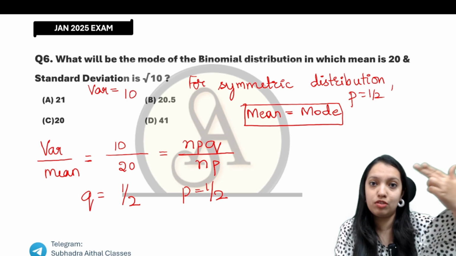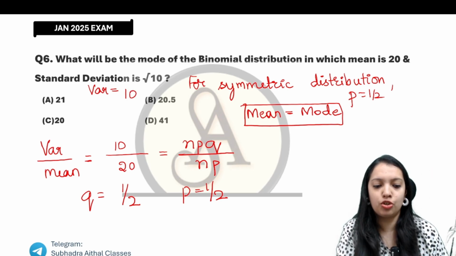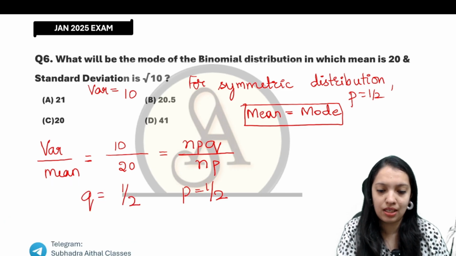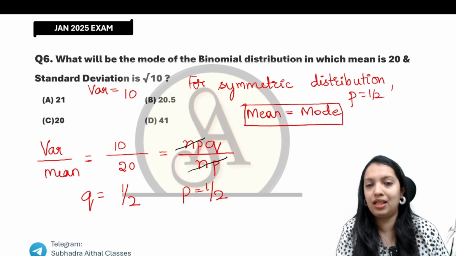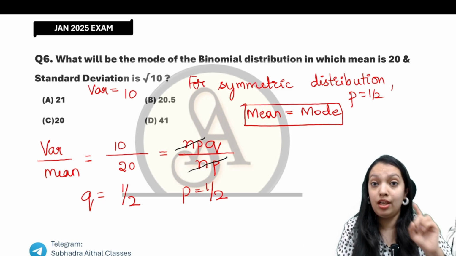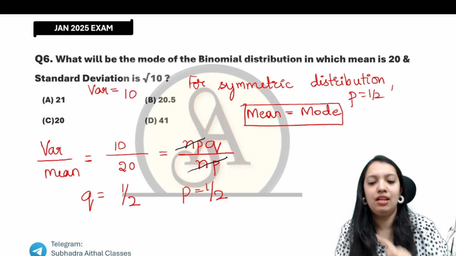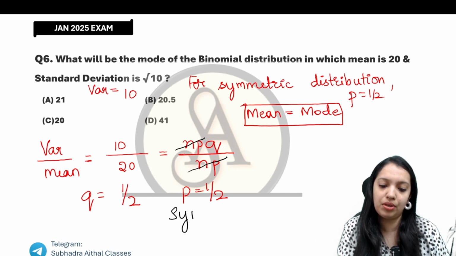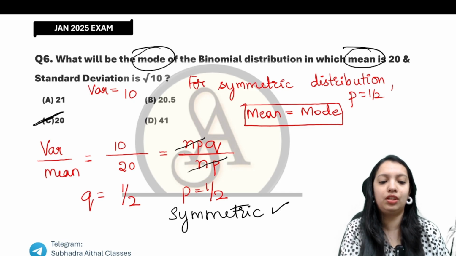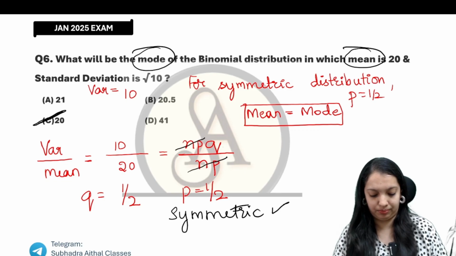Standard deviation is root 10. Variance is square of standard deviation which will be 10. So variance by mean is 10 by 20. Here variance formula is NPQ and mean formula is NP, both get cancelled out. Q value is 10 by 20, 1 by 2. If Q is half, P is half. That means it is symmetric distribution, in which case your mean and mode both will be same. So even modal value is equal to 20.